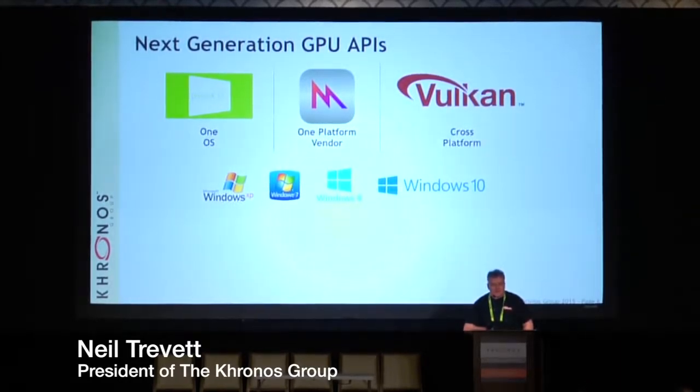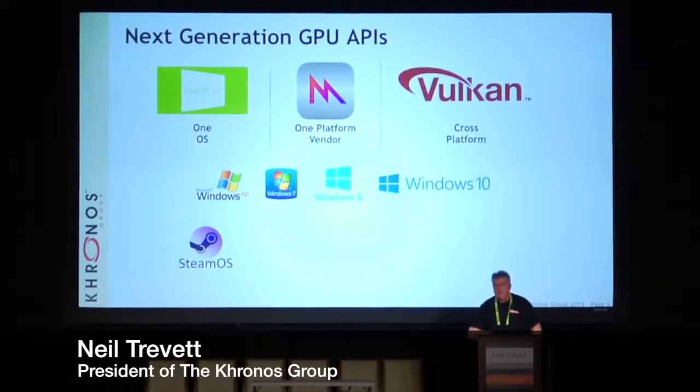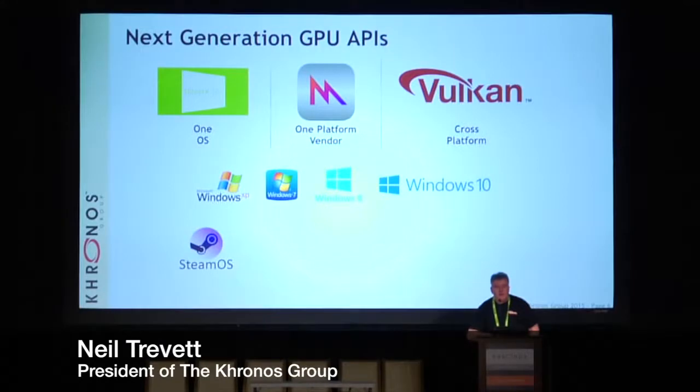so even in the Windows ecosystem, cross-platform has value. But in some ways, even more fundamental are the platforms that are explicitly reaching out and using Vulkan as part of their platform definition. And from the get-go, Valve has been super supportive of Vulkan, and hats off to them. SteamOS, they've already announced back at GDC, is going to use Vulkan.